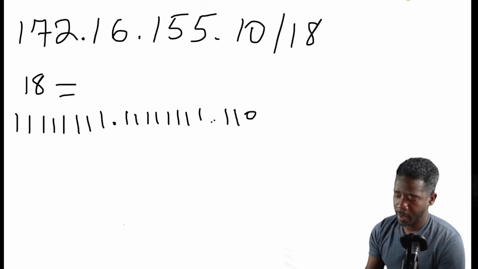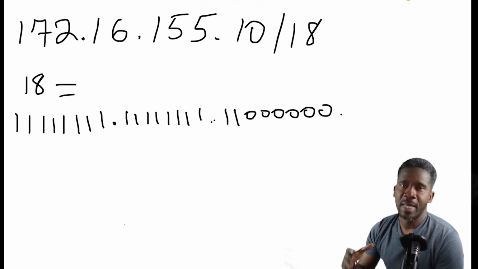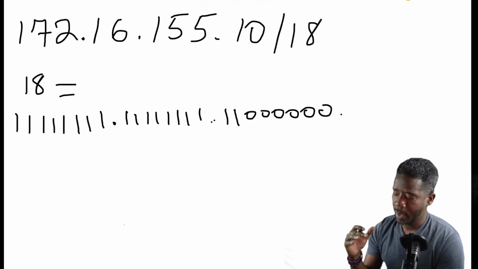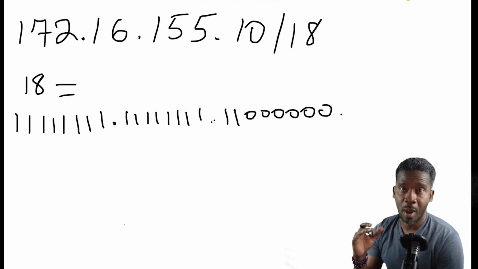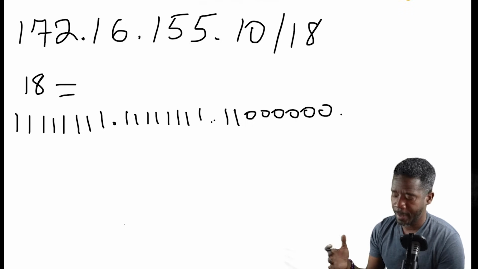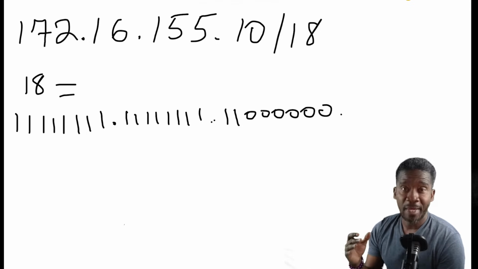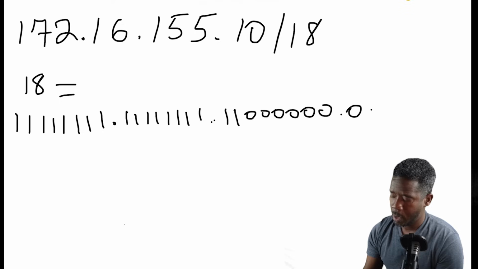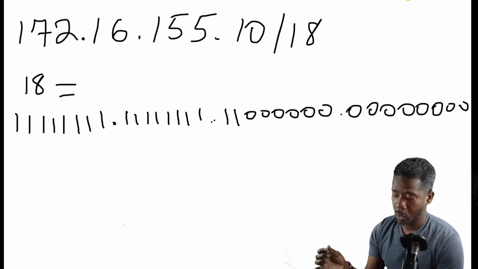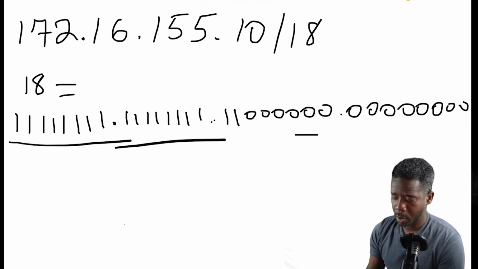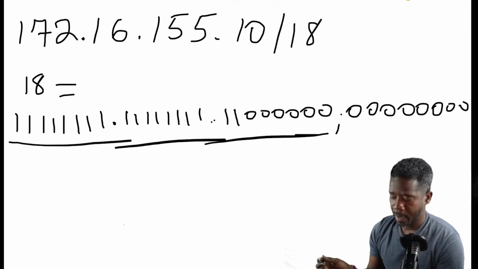Don't forget that the subnet mask is a group of four octets, so we need to keep going until we complete the four octets. Now we don't have any bits anymore because we are working with slash 18, so the rest of the octet will be only zeros. Now this part right here is the network portion. So now we have slash 18.